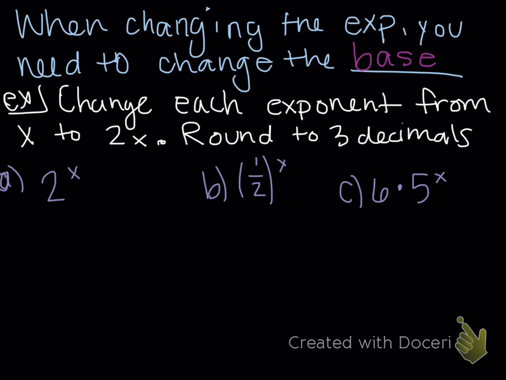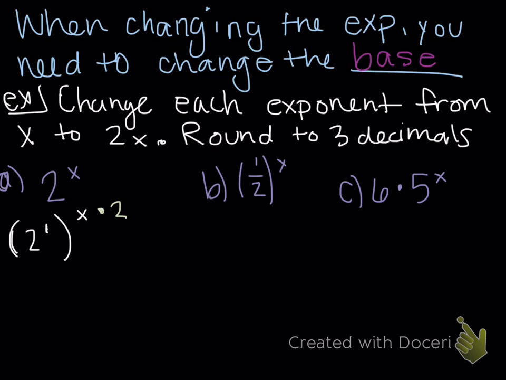So notice the directions say change each exponent from x to 2x, round to 3 decimals. So a good way to go about these problems is to separate this and say this is 2 to the 1st power raised to the x power. So we know that this is true. I didn't really change anything about the problem. I just separated the fact that I technically have to the 1st power raised to the x power. And the directions want us to change my exponent from x to 2x. So that means I'd have to multiply this outside exponent by 2.